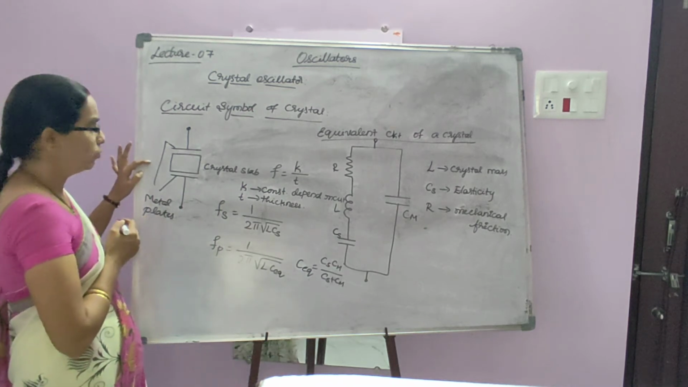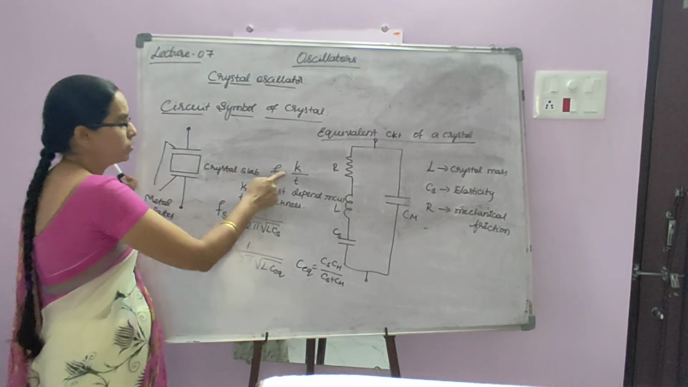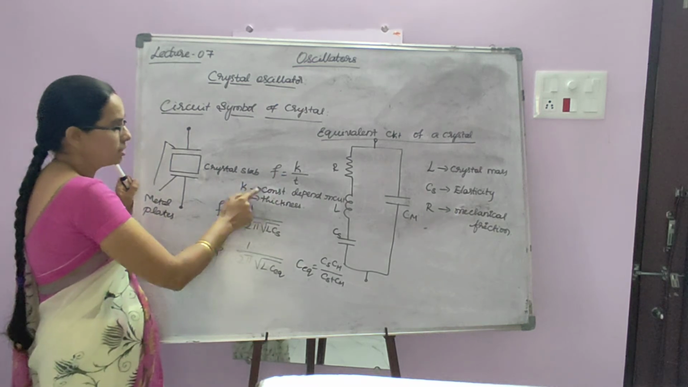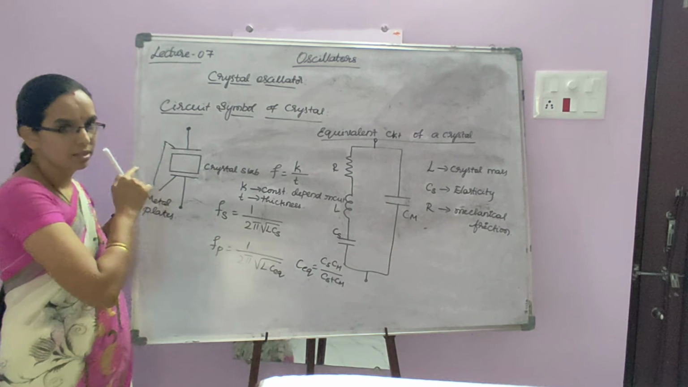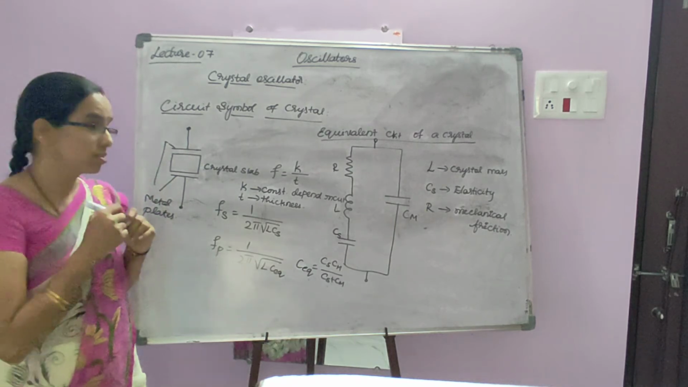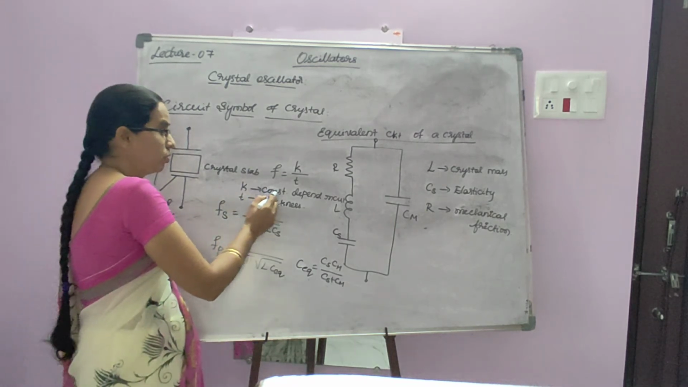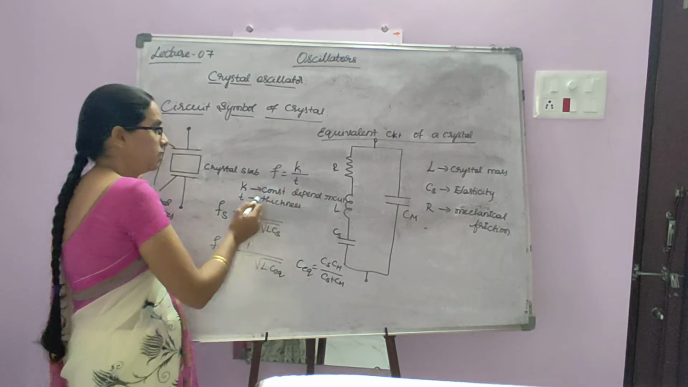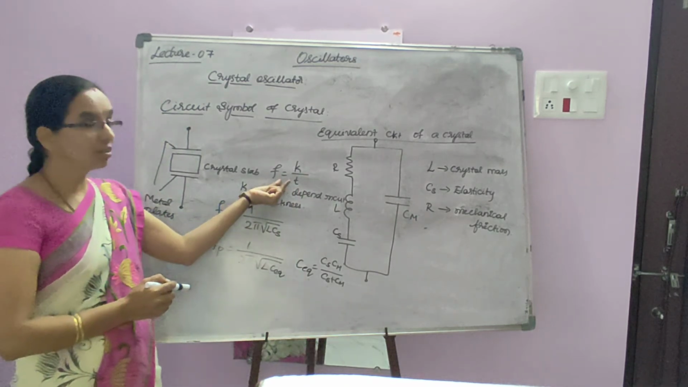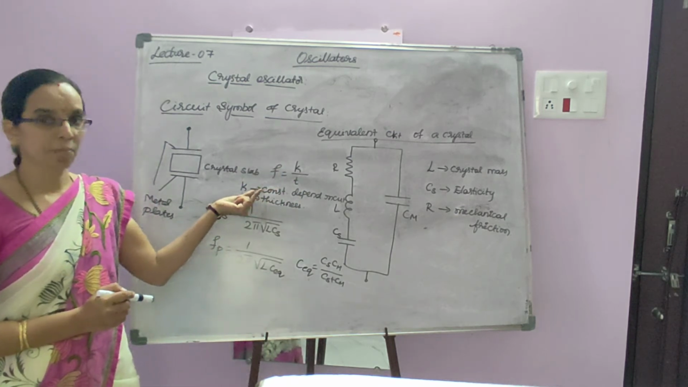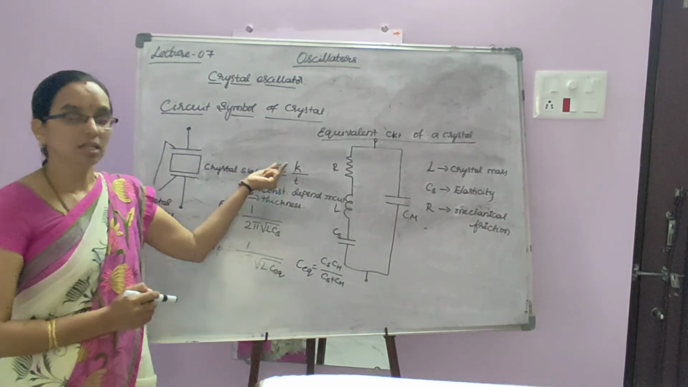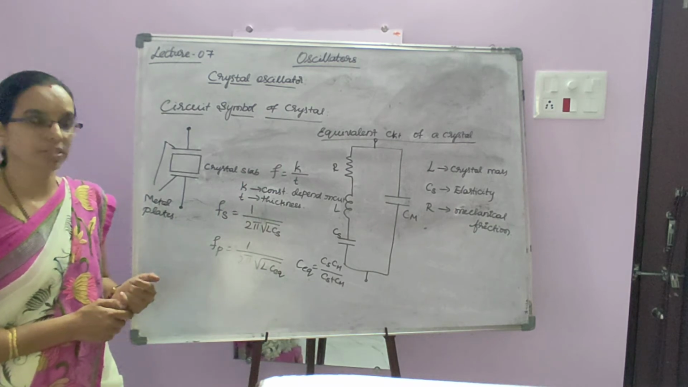The crystal's actual original frequency will be F is equal to K by T, where K is a constant that depends on the cut of the crystal, in what shape it is cut, and T is the thickness of the crystal. By looking at this equation, if the thickness decreases, the frequency increases. That is, the thickness of the crystal is inversely proportional to the frequency.